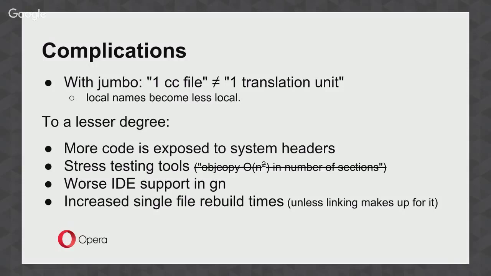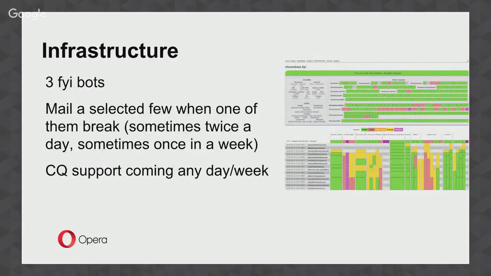Most of the problems we had are symbol clashes. Symbol clashes that also have caused the Jumbo build to break. It breaks a couple of times per week. Every time that happens, I and a few other people get the mail and we try to fix it. But we're really, really waiting for CQ support. And CQ support might be coming this week.